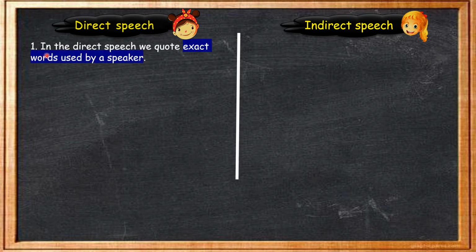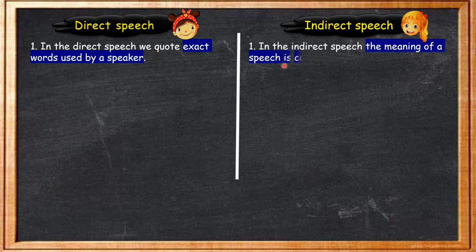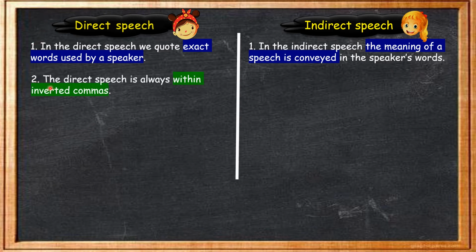Now, first point. In direct speech, we quote the exact words used by a speaker. Yes? Now, in indirect speech, the meaning of a speech is conveyed in the speaker's words. Clear? Now, see direct speech. The second point: direct speech is always within inverted commas. So here the speaker will put the person's words in inverted commas, or we can say in quotation marks. Clear? Now, the third point.